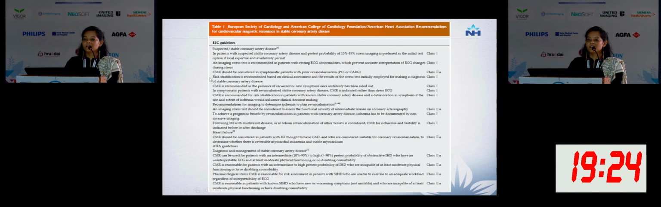As we can see, these are European Society, American College, and American Heart Association recommendations for use of MR in coronary artery disease, and we can see it's a class 1 or 2A recommendation in almost all the indications.